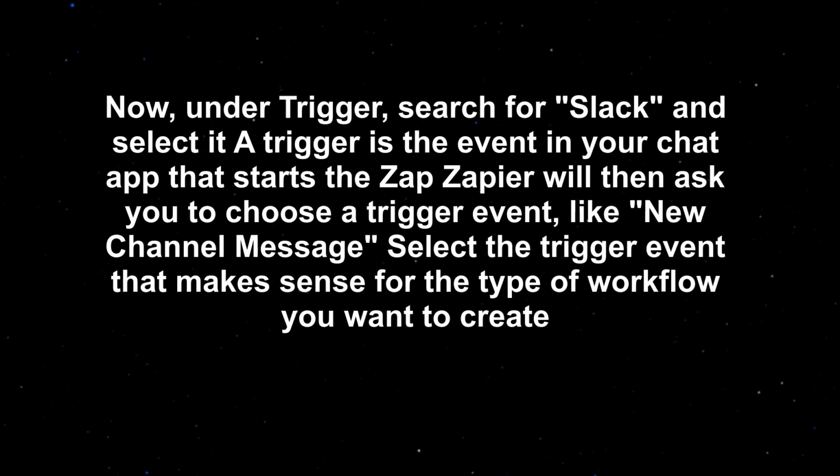Now, under Trigger, search for Slack and select it. A trigger is the event in your chat app that starts the Zap. Zapier will then ask you to choose a trigger event, like new channel message. Select the trigger event that makes sense for the type of workflow you want to create.